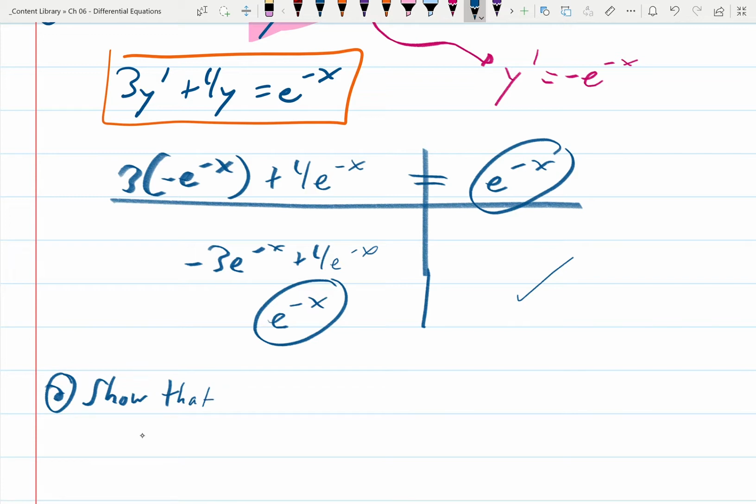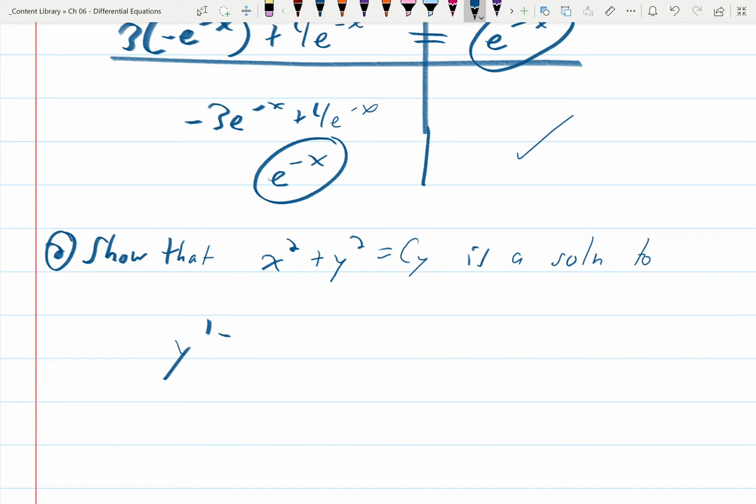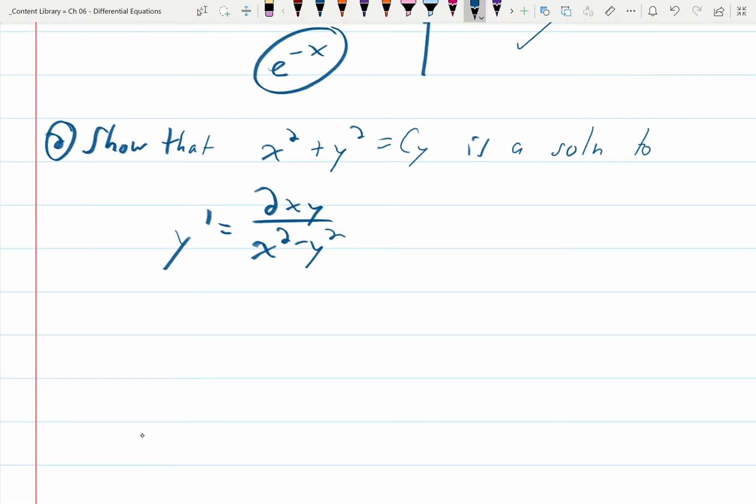Show that x squared plus y squared equals cy is a solution to the differential equation y prime equals 2xy over x squared minus y squared. To figure out if that is a solution, let's first start with what I'm actually trying to show. I'm trying to show y prime and 2xy over x squared minus y squared are the same thing.